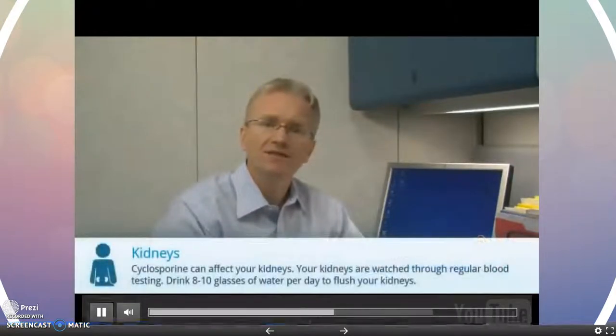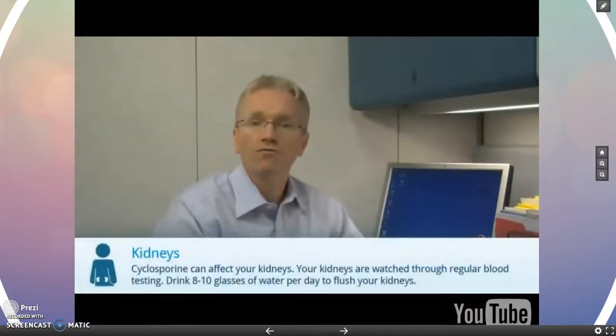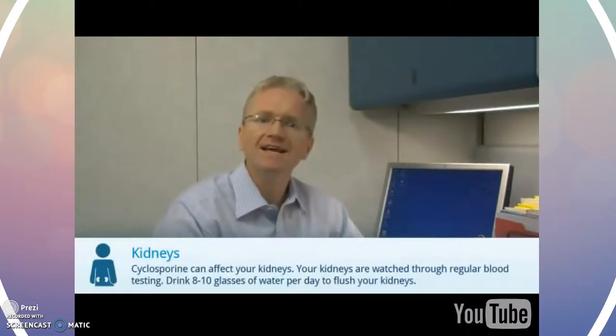Cyclosporine can affect your kidneys. Your kidneys are watched through regular blood and urine testing. It's good to drink 8 to 10 glasses of water a day to flush your kidneys. Cyclosporine can also rarely irritate the liver. Now this is monitored through regular blood testing.